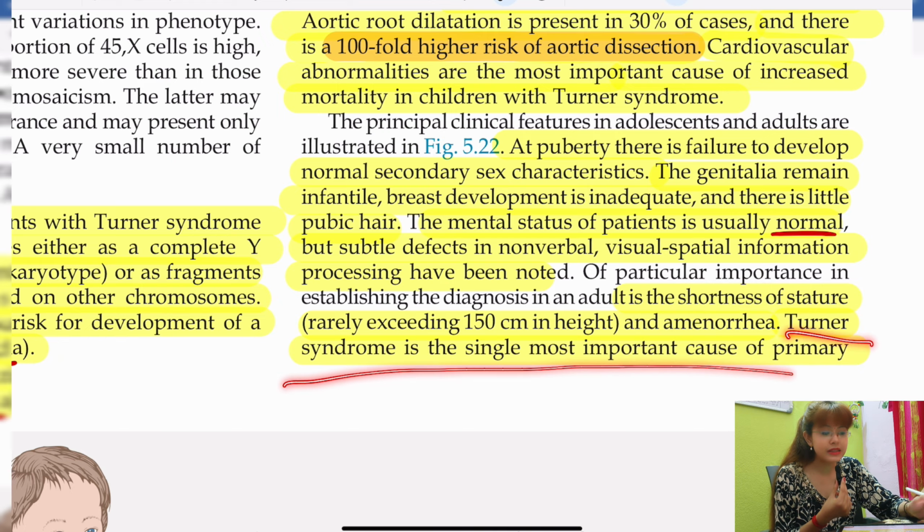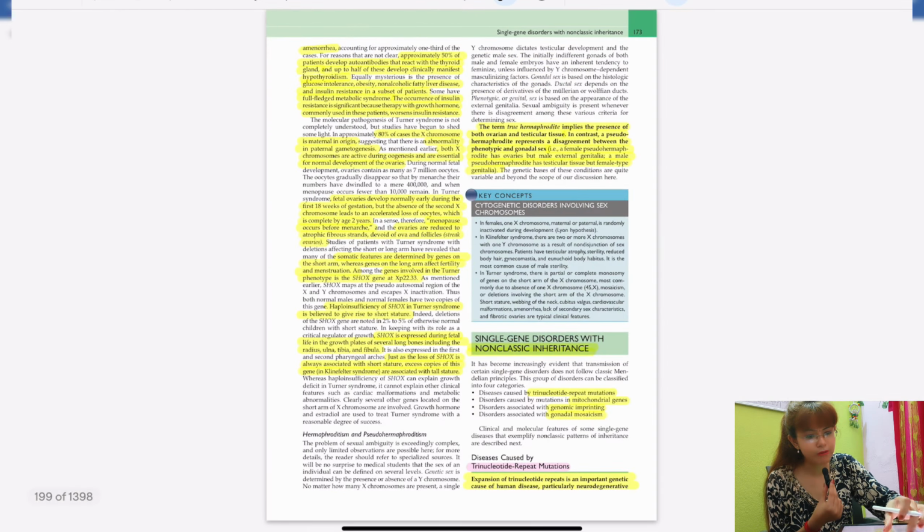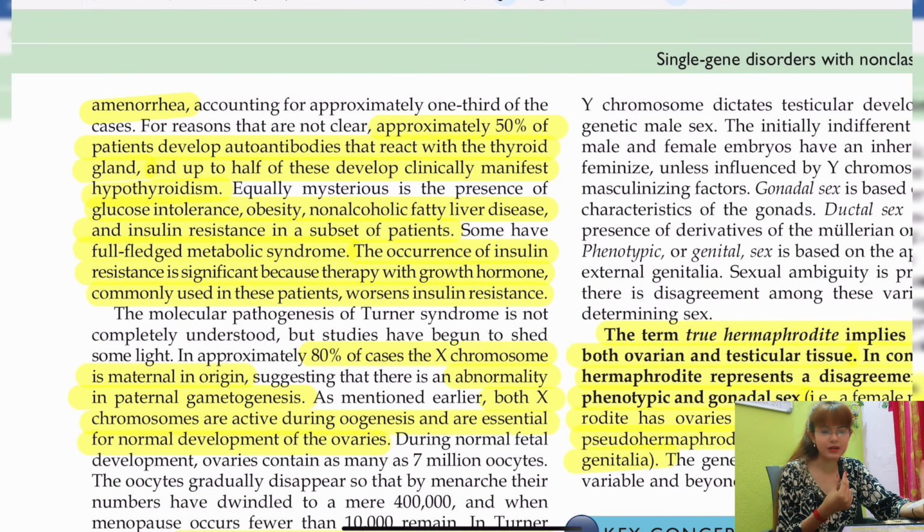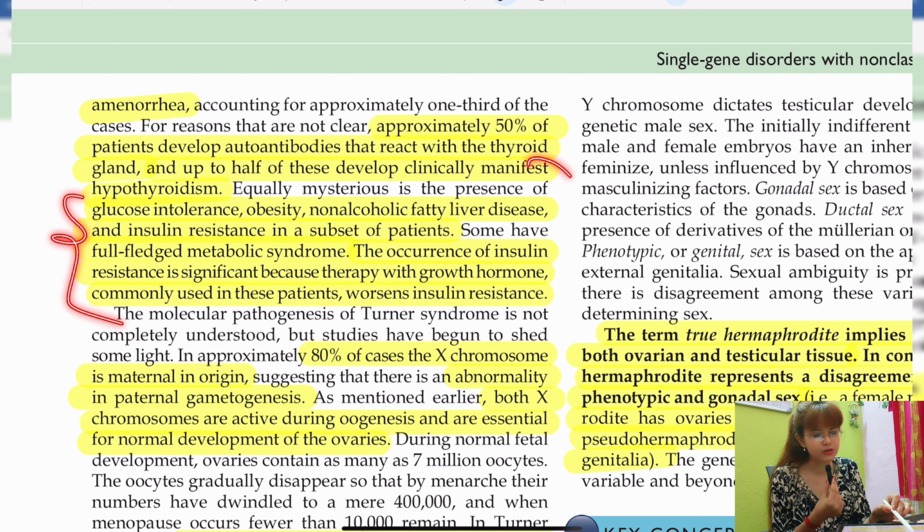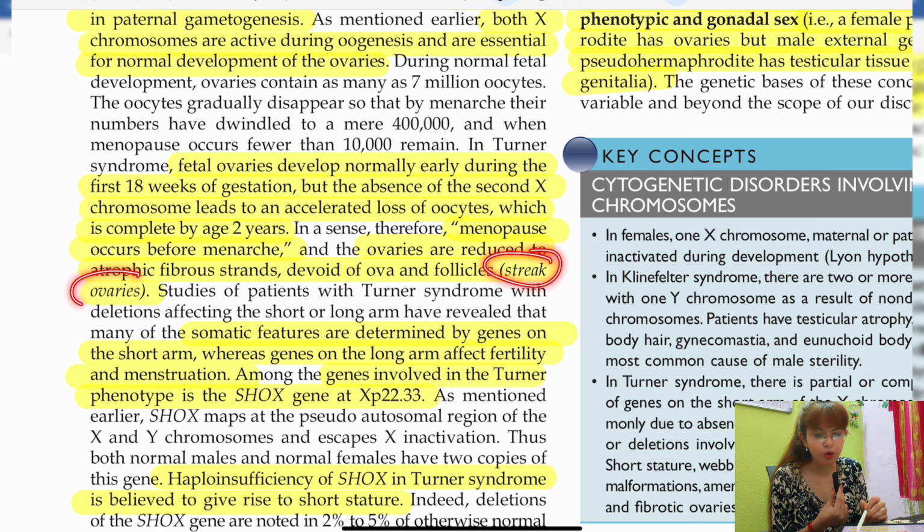Turner syndrome is the single most important cause of primary amenorrhea. Very, very important. In gynecology, you will be reading about the various reasons or mechanisms why amenorrhea takes place. There are various syndromes associated with that, out of which this is a very important syndrome. 50% of them develop autoantibodies, and therefore they have hypothyroidism, they have all the other metabolic disorders, they have a full-fledged metabolic syndrome. They have streak ovaries, again a very important point.